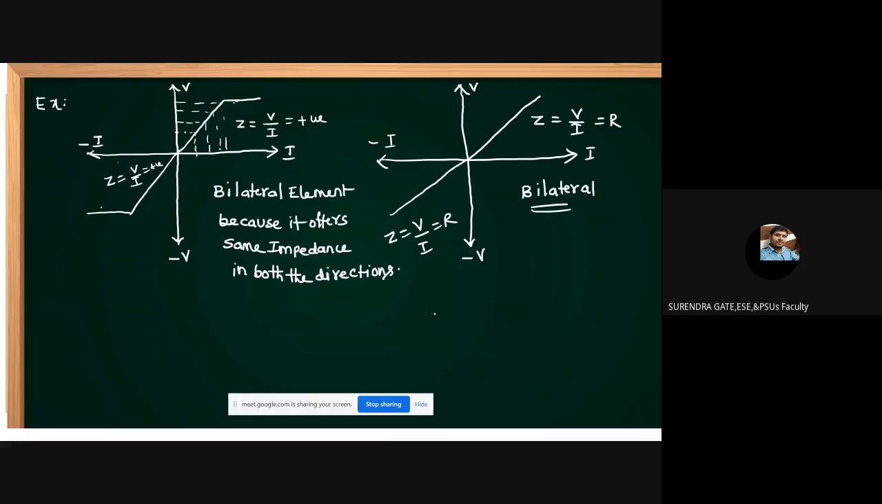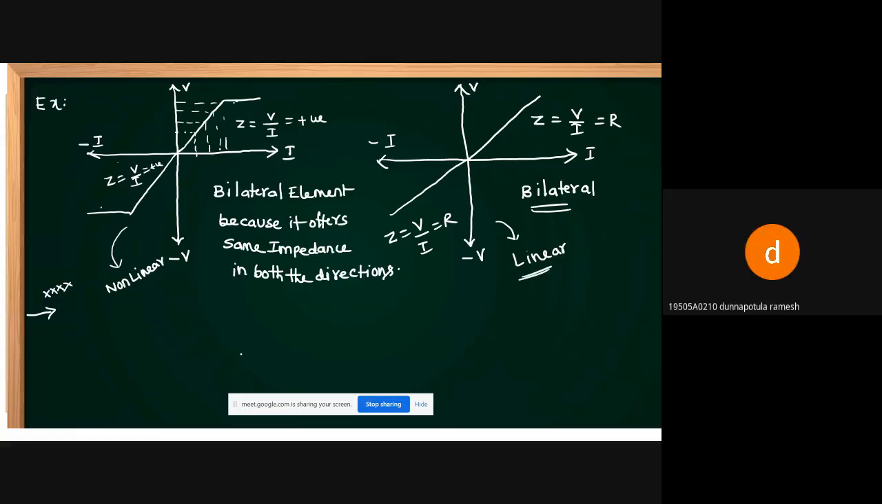One observation here, one statement I want to give that is important for theory questions already framed in competitive exams. Students, please consider. This is a bilateral element. But what about this one? Linear or non-linear? Non-linear. It is not satisfying the same equation at all times. That's why it is non-linear. And this one, linear or non-linear? Linear.